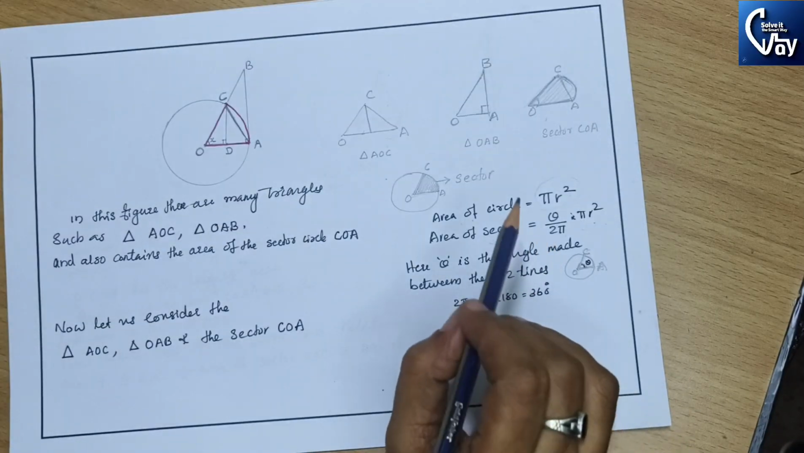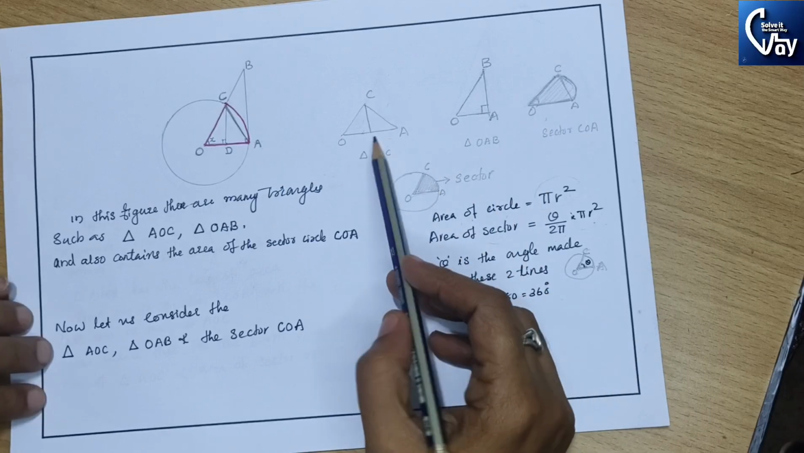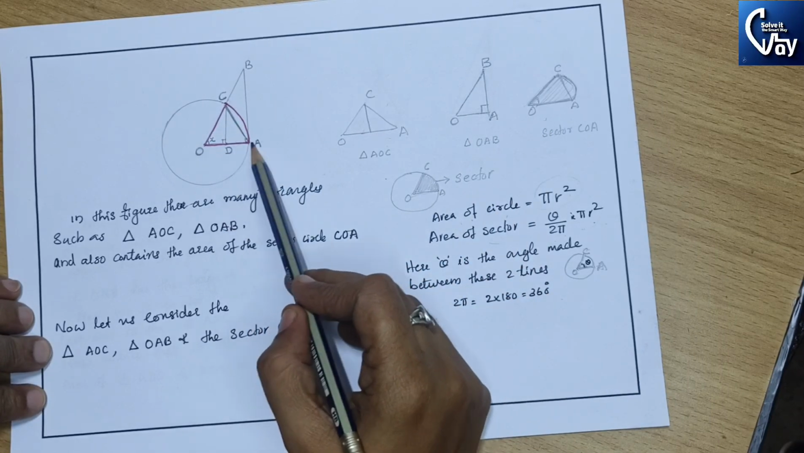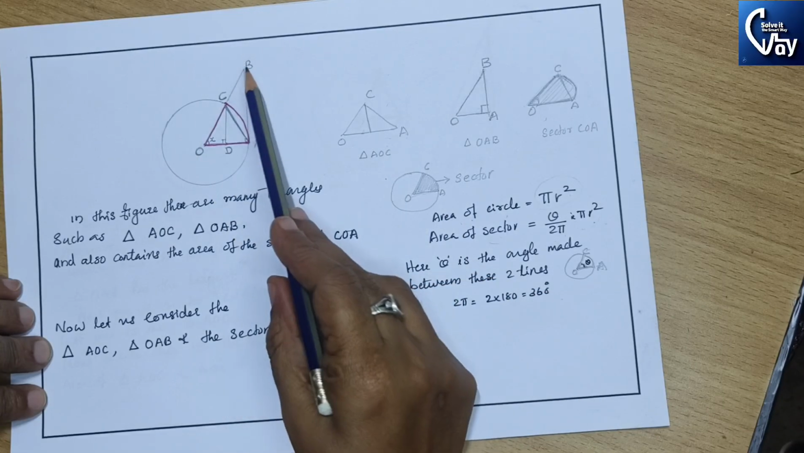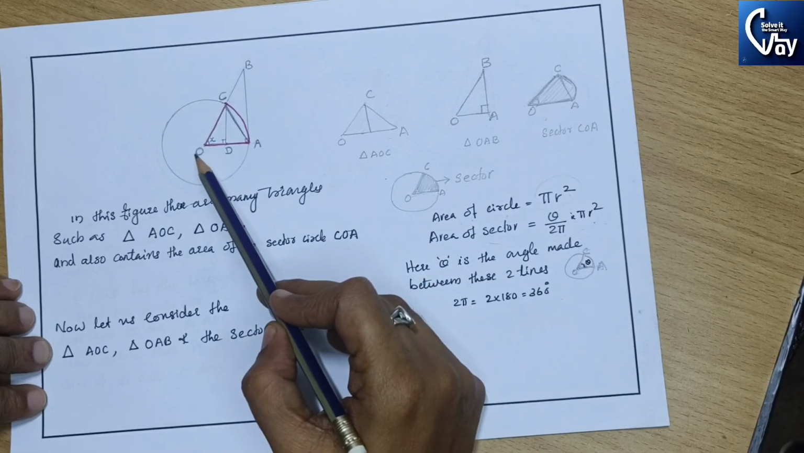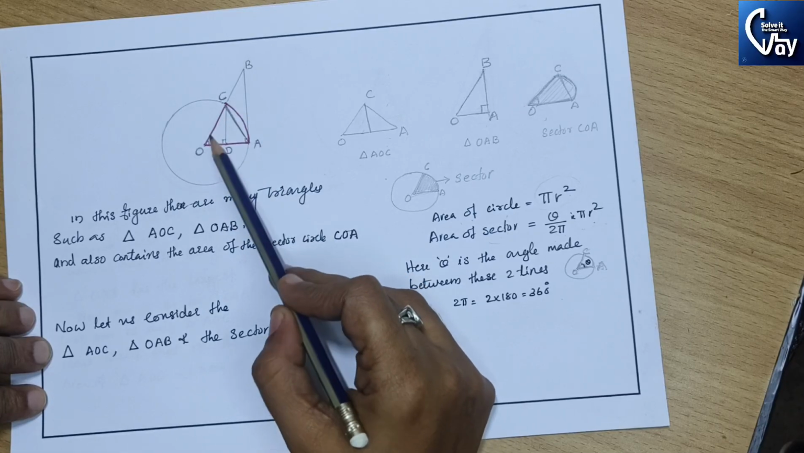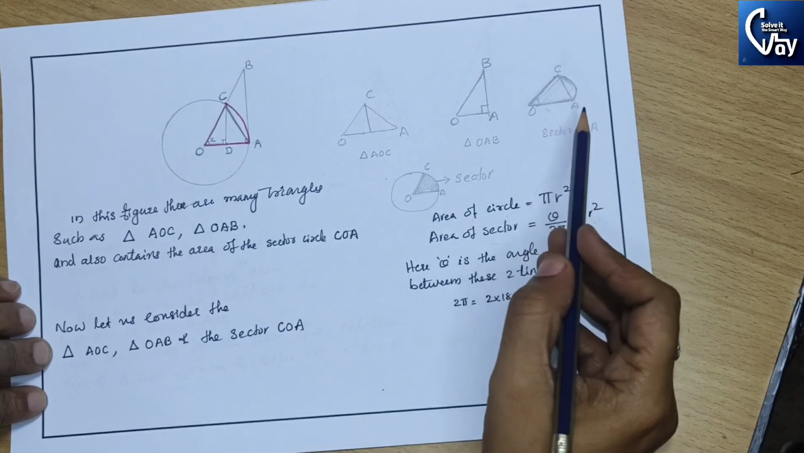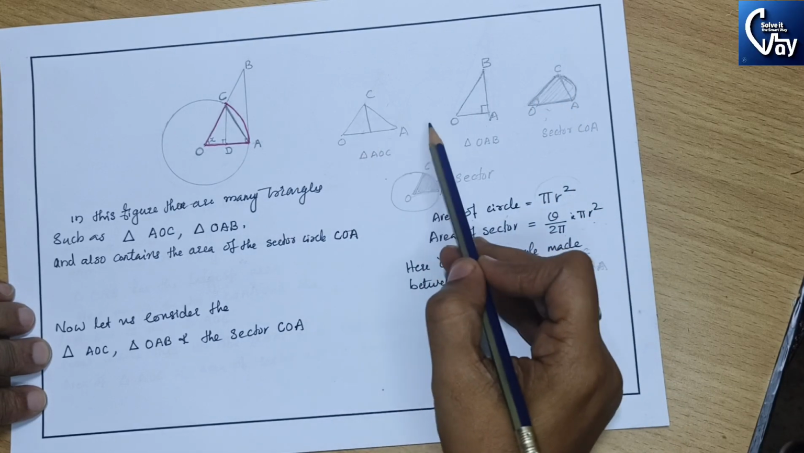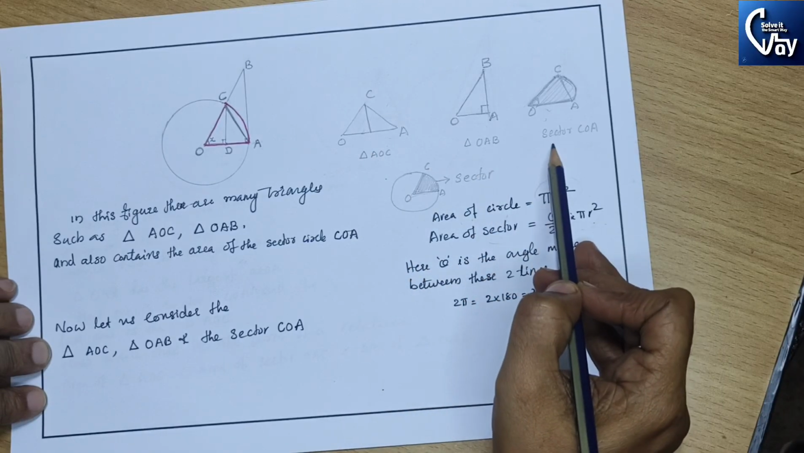We have to draw those triangles separately. The first one is OAC. The second one is OAB. The third one is the sector OAC. This is the arc combined with these two radii. This is the sector. So we got three figures: first, triangle AOC; second, triangle OAB; third, sector COA or AOC.